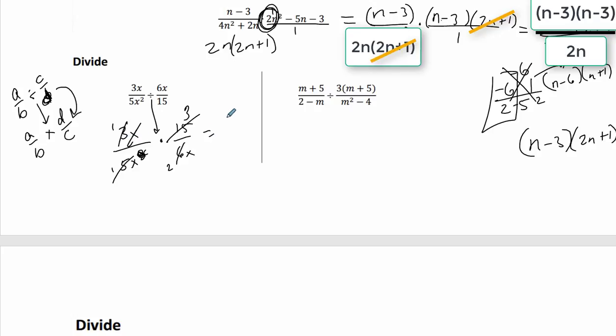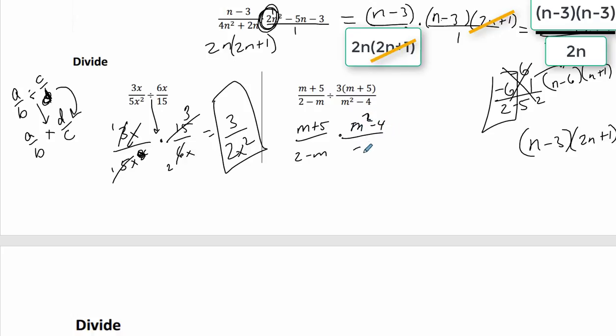What's left up top? A 3. What's left on the bottom? A 2, an x, and another x. So that makes it a 2x squared on the bottom there. This one here. Again, I have a division, so I have to flip the second one. So it's m plus 5 over 2 minus m times m squared minus 4 over 3 times m plus 5.